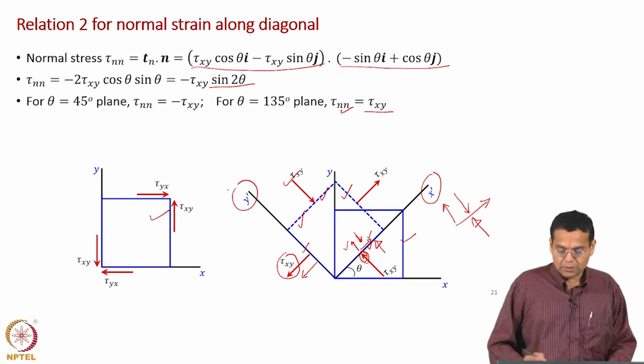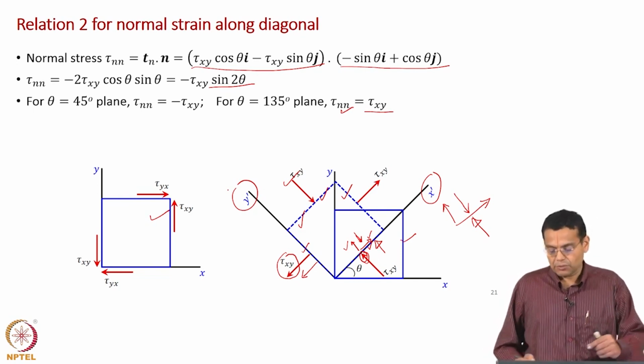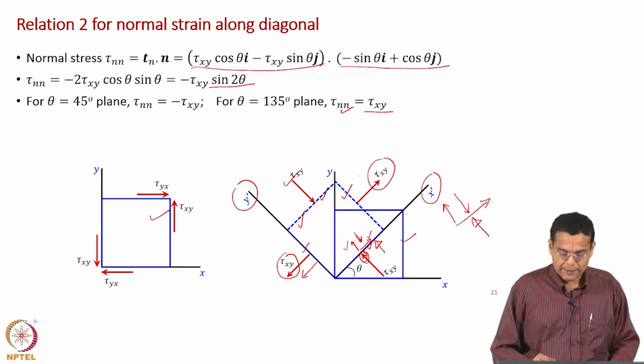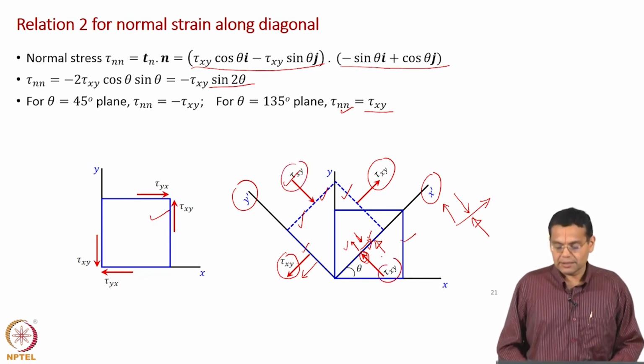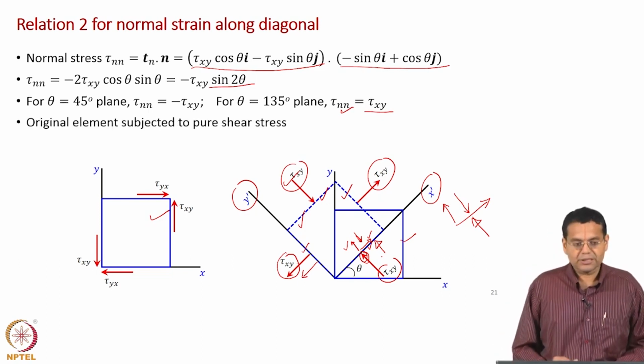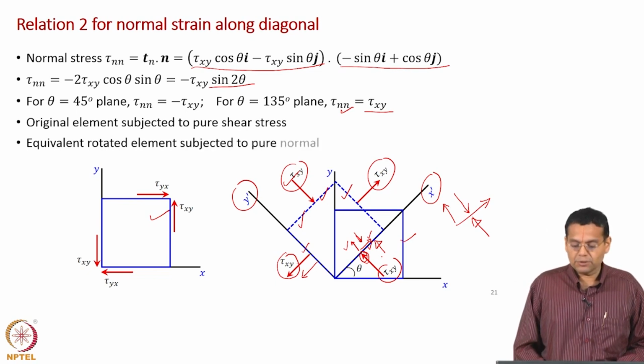Okay. So, along the x dash direction it is tensile, and along the y dash axis it is compressive. That is what you see here, tau xy in this direction is tensile, and in this direction the normal stresses are compressive. Okay. So, original element subjected to pure shear stress, equivalent rotated element subjected to pure normal stresses, that is what we have done now. Why are we doing all this?